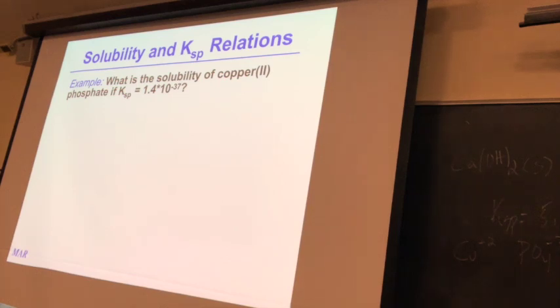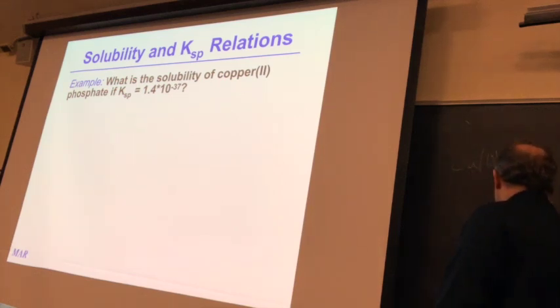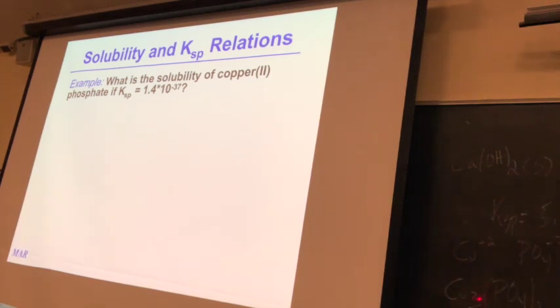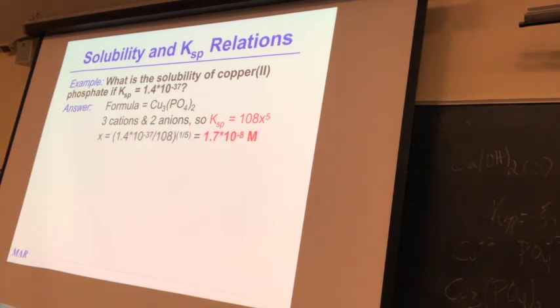So when you figure out the ratio, this would be Cu3(PO4)2. We need 3 positive 2s to balance the 2 negative 3 ions that are present. This is an example of having 3 metals to 2 nonmetals. It's one of those 108 x to the 5th kind of things. We're after the x part of the x to the 5th. So what we can do then is put this KSP right there and solve for x. So I'm sure you're all dying to know what that number is.